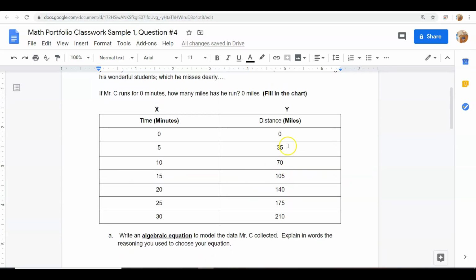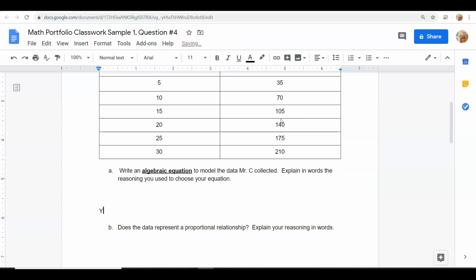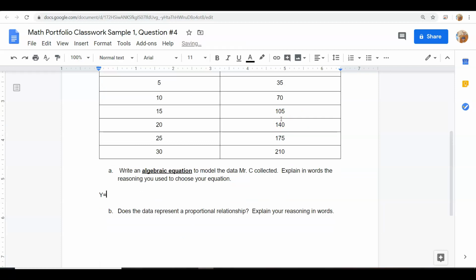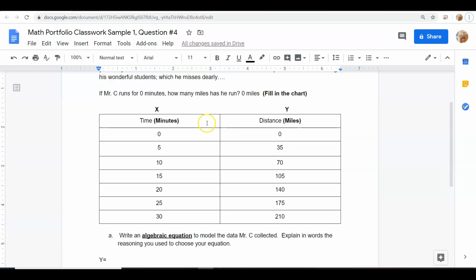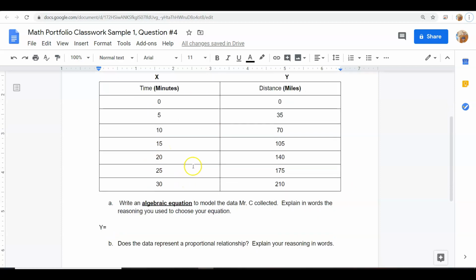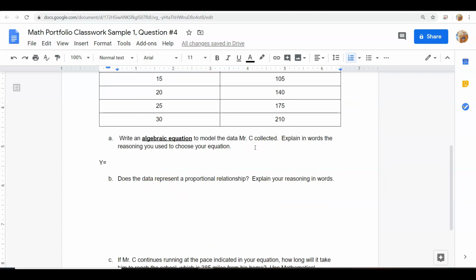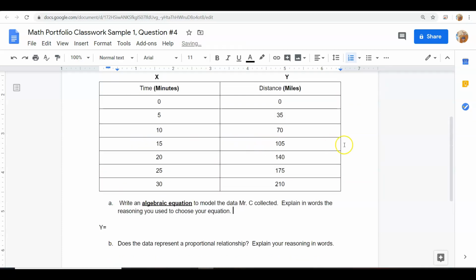So if we're looking to find the distance in miles, then we're looking to find y. So we should put y is equal to something. So you need to figure out how to get y based on x. Well, if x is 5 minutes and y is 35 miles, in math, you could take those two numbers and you could divide them.